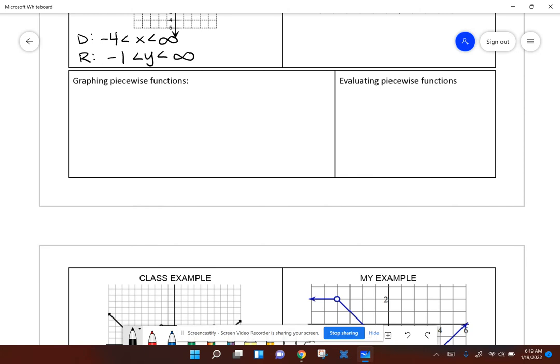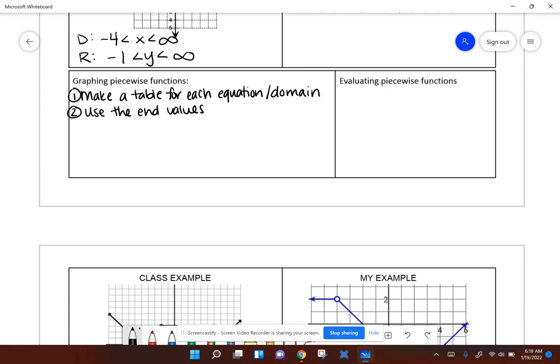We are taking a look at the graphing piecewise function section of your packet. Step 1, you're going to make a table for each equation/domain. Remember, they go together. Step 2, we're going to use the n values from the domain as your x values in the table.